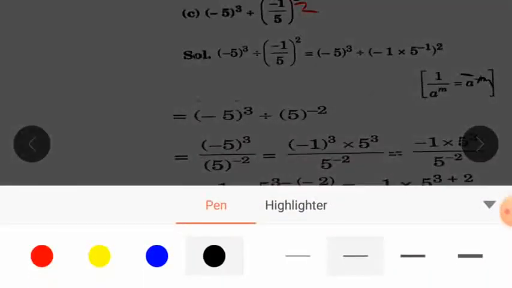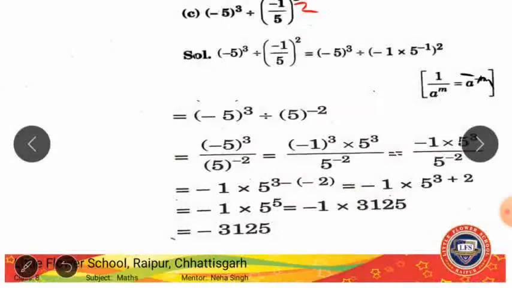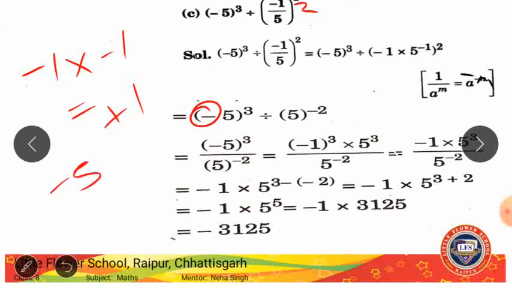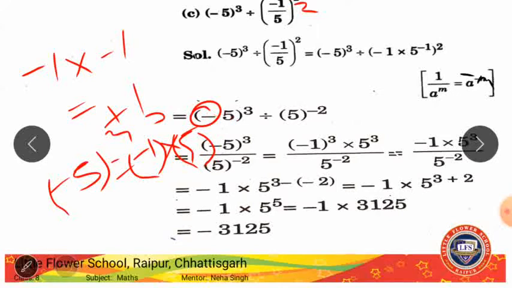The sign: since the square was even, the sign has now changed into plus, right? Because minus 1 into minus 1, as we know, is plus 1. Now what can we do with this? We can separate minus 5 as minus 1 into 5. Since it is cube, it will be minus 1 into cube and 5 into cube. This is what is done here.